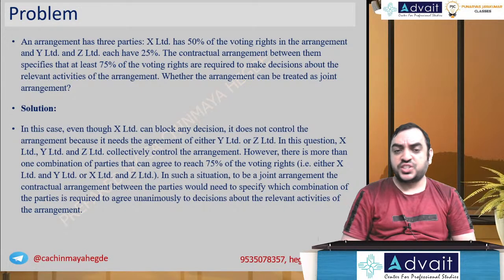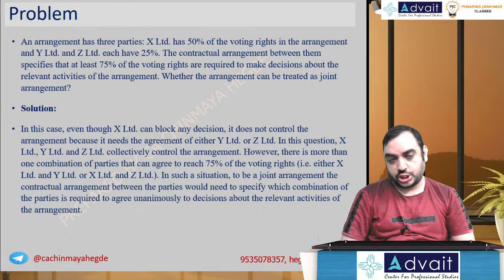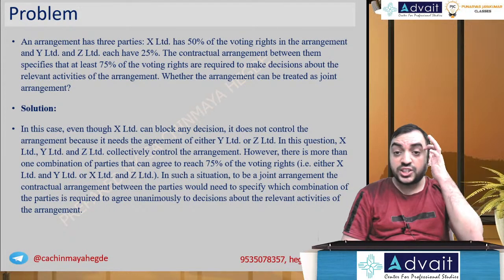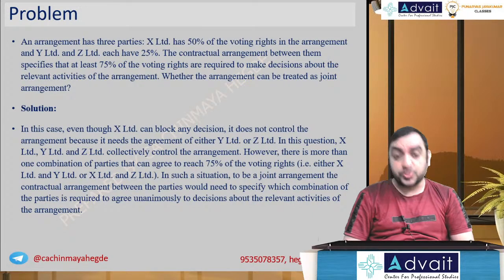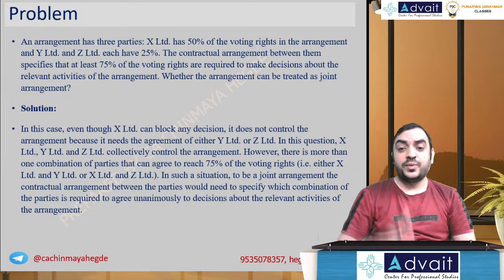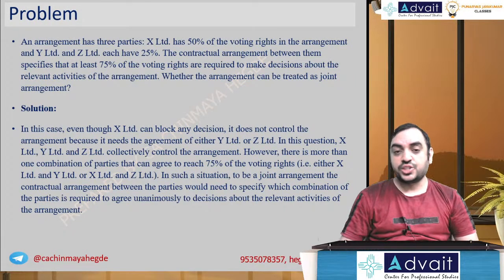An arrangement has three parties. X Limited has 50% of the voting rights in the arrangement. Y Limited and Z Limited have 25% each. The contractual arrangement between them specifies that at least 75% of the voting rights are required to make decisions about the relevant activities of the management. Can the arrangement be treated as a joint arrangement?